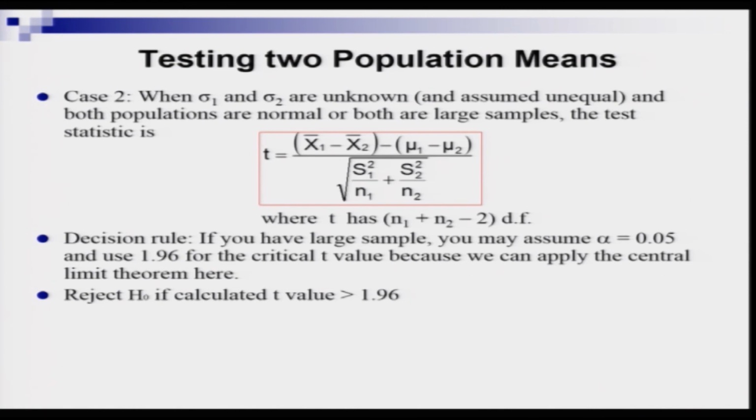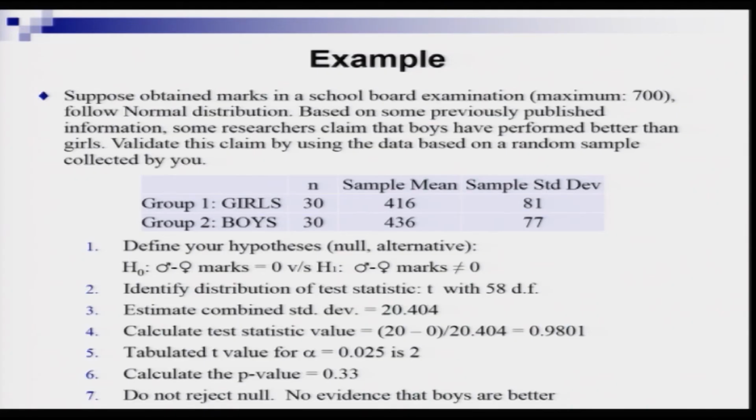Now, we are going to look at an example of how we can actually apply these testing procedures in real life problems. Okay, so, we assume that the obtained marks in the school board examination of 700 marks follow a normal distribution, and suppose that there is some previously published information. Here, what could be the information?